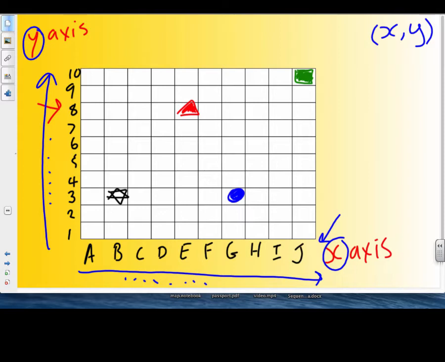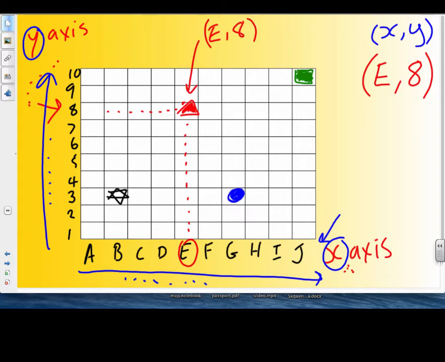Okay, how do we find the coordinates of, say, the red triangle? Well, what's the x value of the red triangle? The x value is E. So, the x value is E, comma. What's the y value of the red triangle? What's the y value, this axis? The y value is 8. So we say the red triangle is at E8. Okay? The red triangle is at E8.